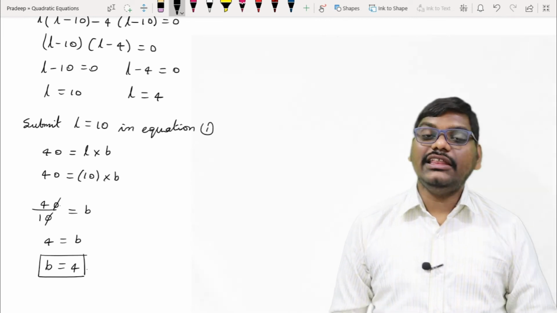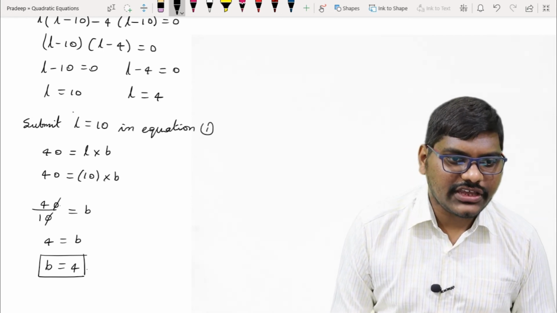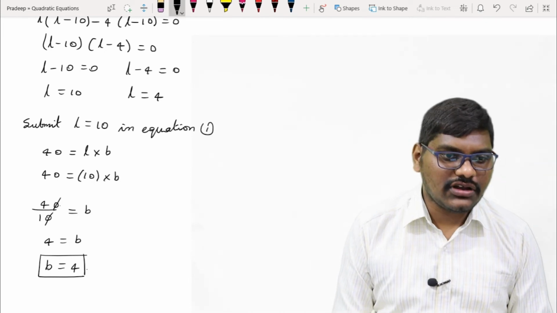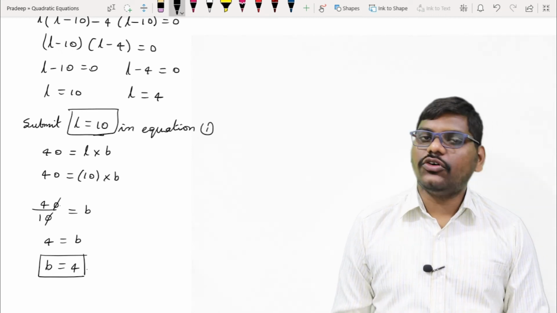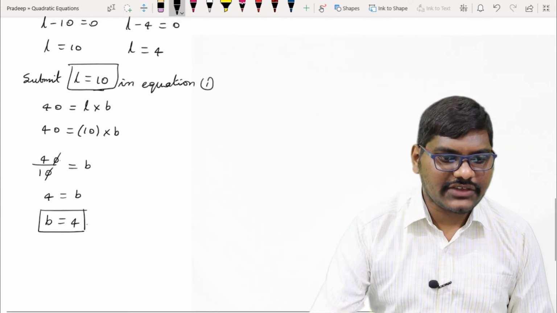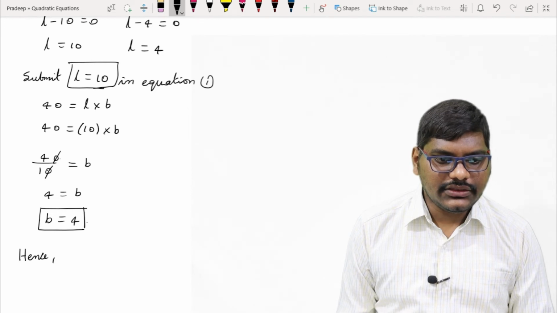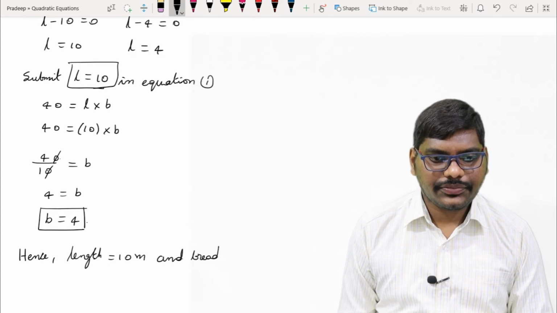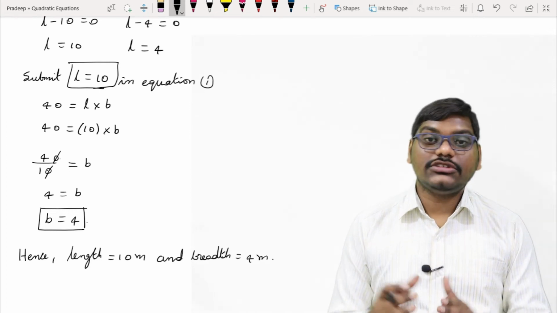Okay. Always the length will be bigger and the breadth will be smaller, that we already know. So though we got L equal to 10 and L equal to 4, always the length should be bigger. So I just took the bigger value. So length we got as 10 and the breadth we got as 4. Alright. So we'll write the conclusion the same way. Hence length equal to 10 meters and breadth equal to 4 meters. Alright, so this is all about this particular question.